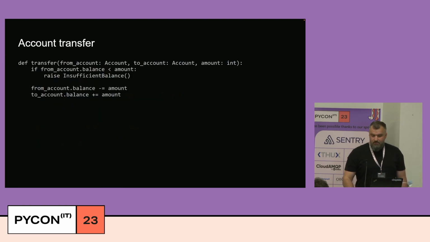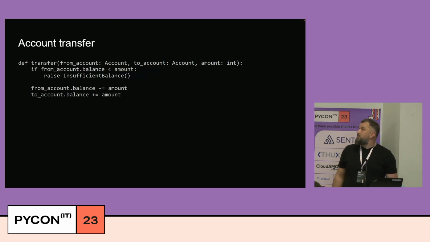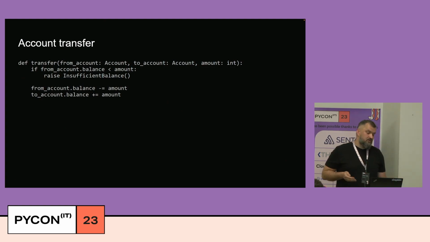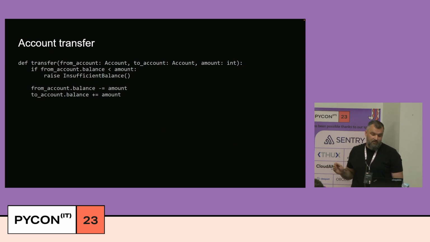So let's first start with a simple account transfer. What it does, it checks if the account has sufficient balance. Then it debits the account, it means that it reduces the account balance. And then it credits another account, so increases balance by the same amount. Of course, in practice, the code is more complicated. My only reason for going this simple was to fit this code on the slide.